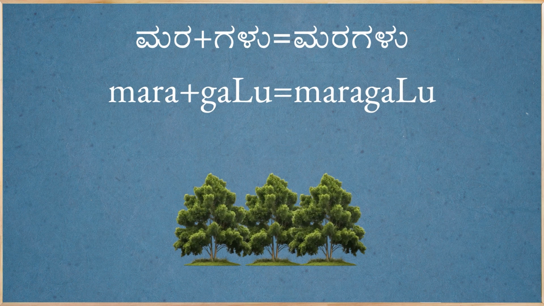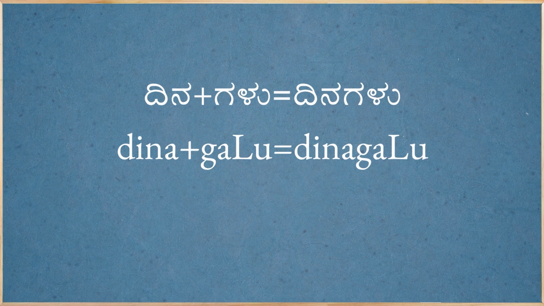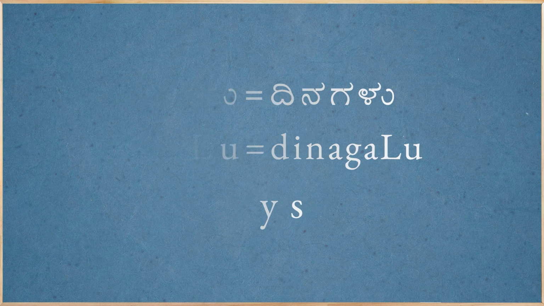Example of neuter nouns. Mara plus galu will become maragalu. Maragalu. Trees refers to multiple trees collectively. Kurchi plus galu will become kurchigalu. Kurchigalu. Chairs indicates more than one chair. Dina plus galu will become dinagalu. Dinagalu. Days used to describe a number of days.